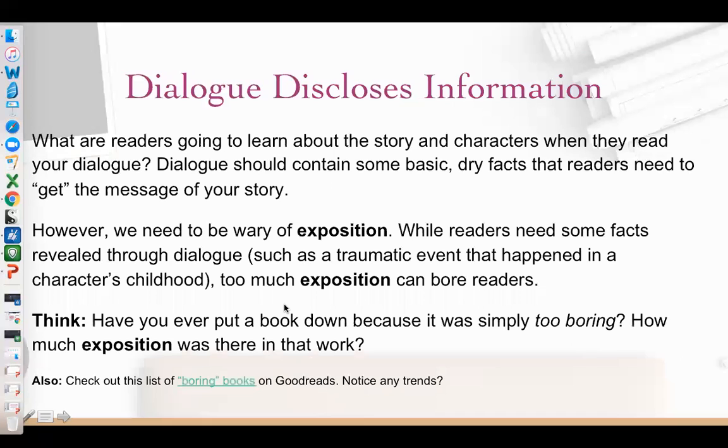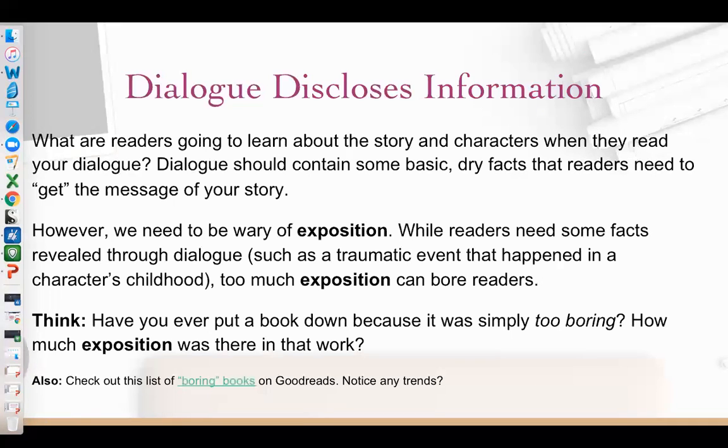Okay, so moving on, dialogue to disclose information. The readers should be learning something about the story and the characters when they read your dialogue. It should contain basic, dry facts that readers need to get the message of your story, but not go into full exposition. Whenever we read, we need some of the facts revealed through dialogue, such as a traumatic event that happened in a character's childhood, but too much exposition can bore readers.